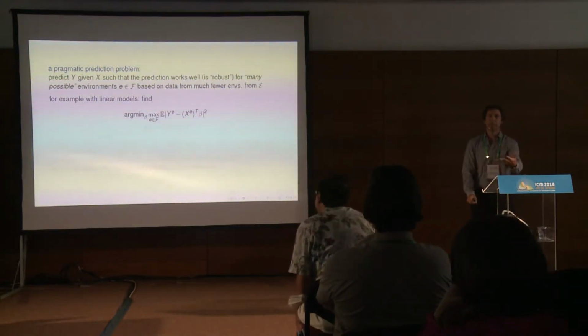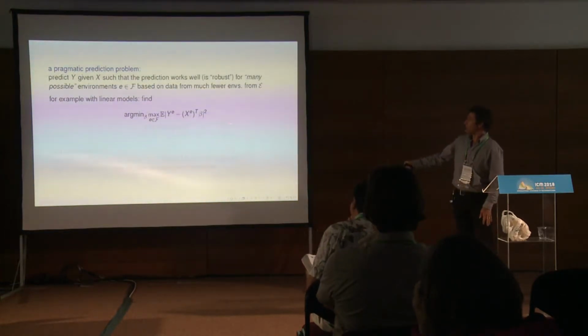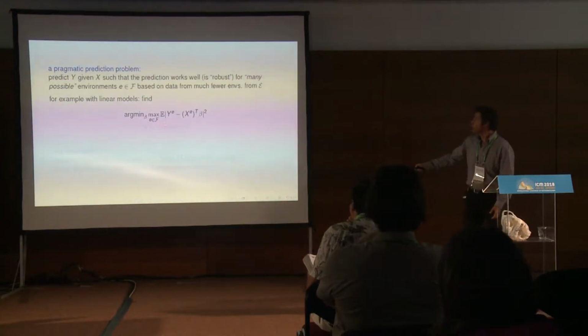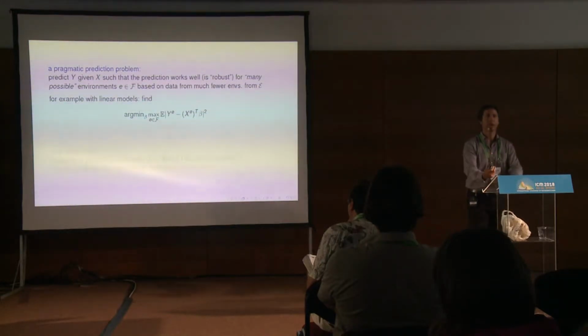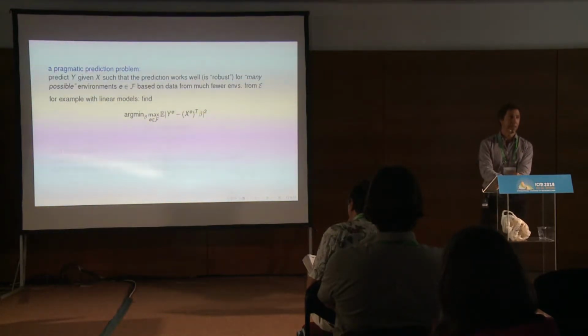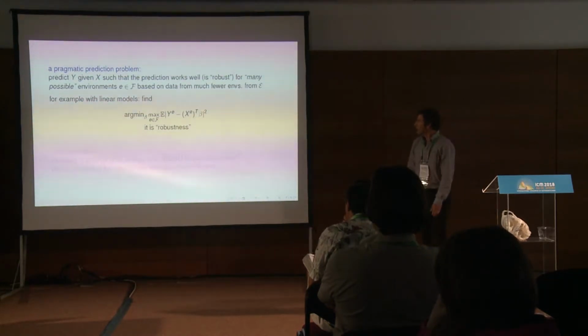Now we can use a bit of mathematical formulation for that. For example, in a linear model, we can try to solve this problem. I look at a worst case risk over many environments in this script F, in this large space, and I try to find a regression parameter which optimizes this worst case risk. Okay, people would call this robustness. This is kind of a robustness quantity to a certain extent.